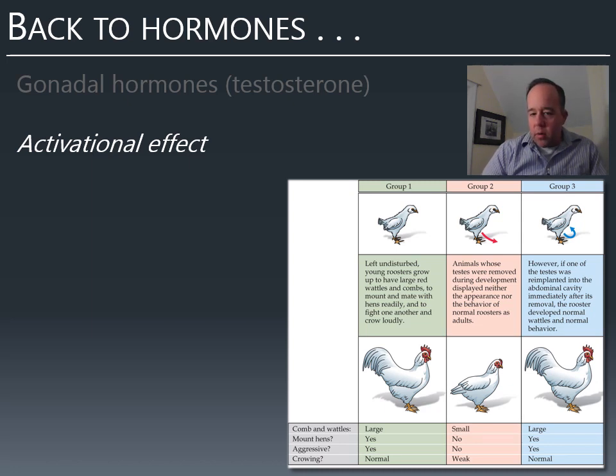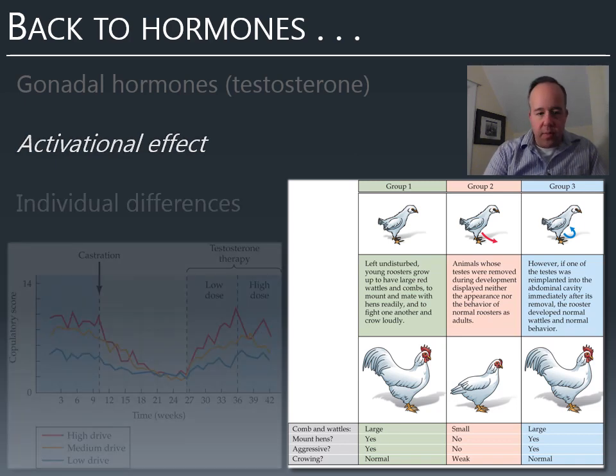If we remember Berthold's experiment, reimplanting those testes caused not just sexual behavior and development, but also things like aggression and vocalization, behaviors not directly related to copulation. And Berthold did it by reimplanting the testes. That's a bit complicated. You can actually just inject testosterone and get this development back and get these behaviors back. Testosterone has what we call an activational effect. The presence of testosterone will cause this development and these behaviors.